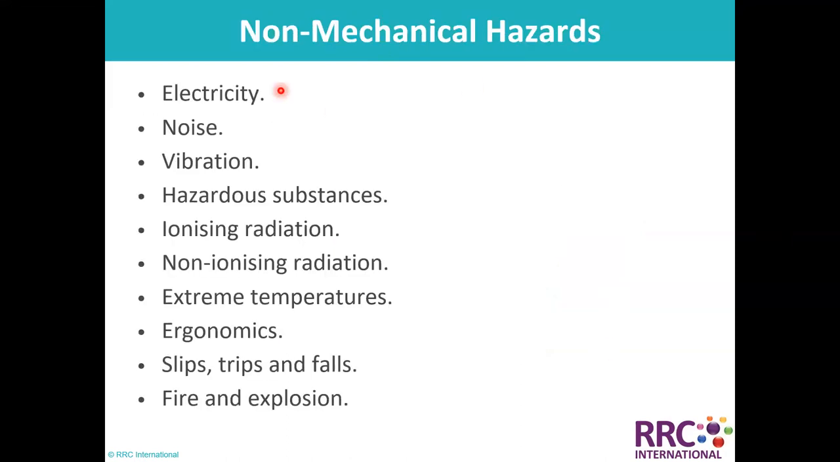What are these? Electricity, noise, vibration, hazardous substances, ionizing radiation, non-ionizing radiation, if we are having these from the machine, extreme temperature, ergonomics, slips, trips and falls, fire and explosion. Yes, these are all those hazards which basically do not arise because of the moving part of the machine or the movement of the machine. So these are non-mechanical hazards. And if you look in your book on page 9-15, there is one box with the name topic focused. These are the hazards listed out over there.